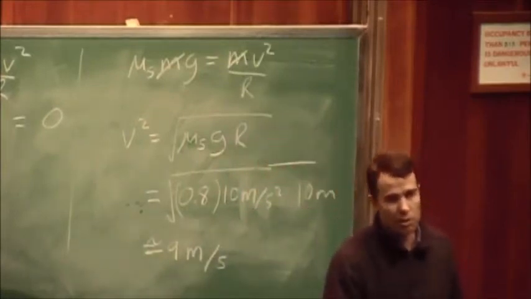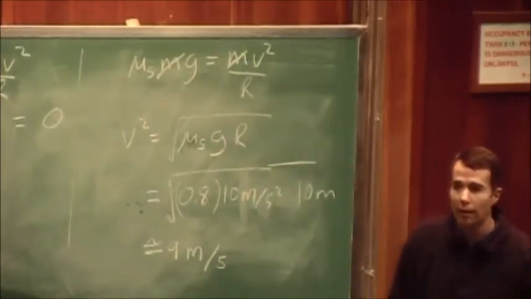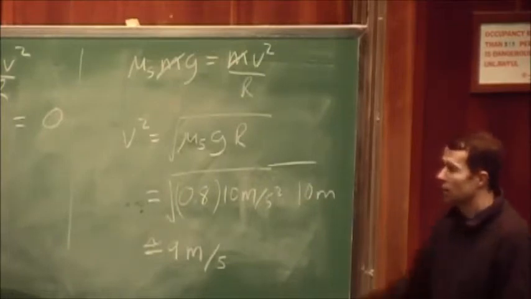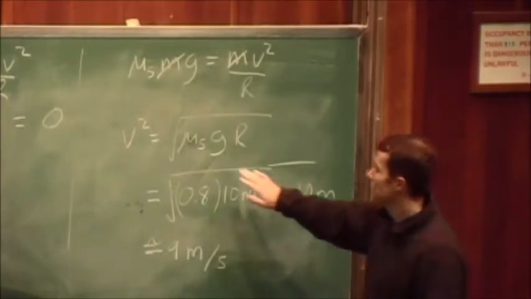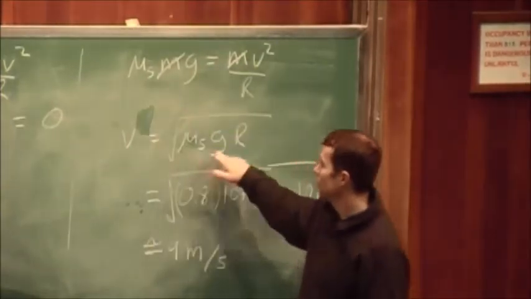9 meters per second, which is, say, about 20 miles per hour. That's not very fast. Oh, sorry, this should be v is equal to this, not v squared.